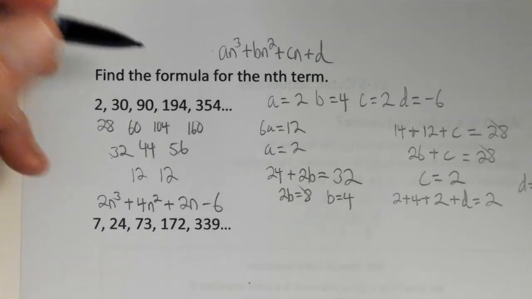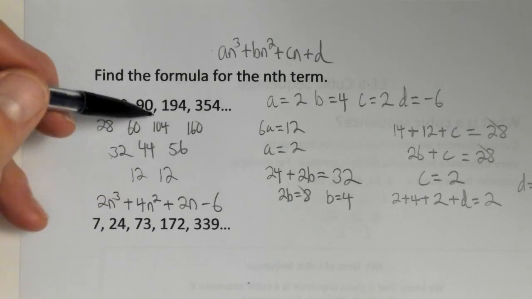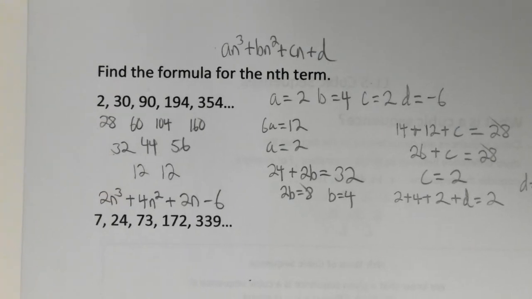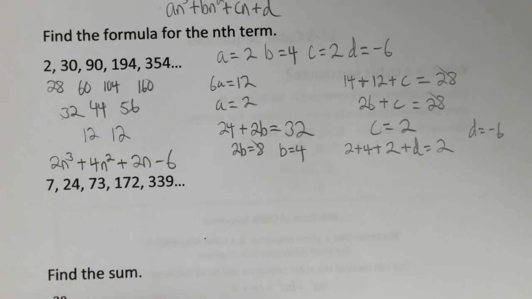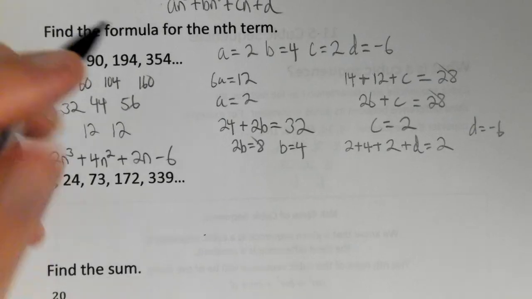If you want to double check it and make sure you did it right, plug in a 3 for n and see if you get 90. If you do, then you're pretty confident that you're on the right track. Alright, and so that is the right answer. Okay, so the next one, we have another one to do.